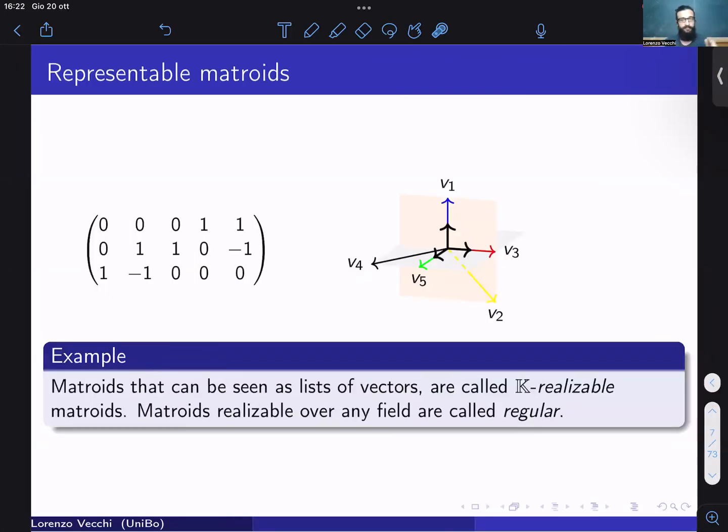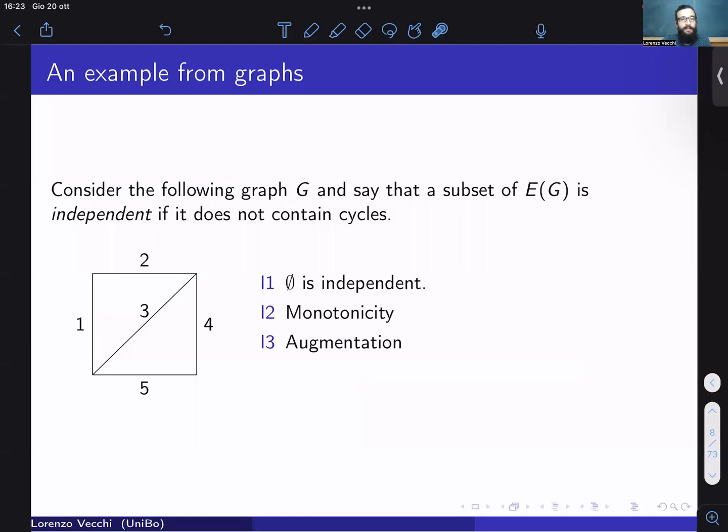Columns of matrices or vectors in a fixed vector space will be called K-realizable matroids. And if a matroid is realizable over any field, it will be called a regular matroid. At this point, if you've never seen matroids in your life, you might ask, is it really necessary to give this new definition and just talk about vectors in vector spaces with this fancy new notation? To convince you that introducing matroids is a nice thing to do, I'm going to give you a second example of a matroid. Now I'm going to consider a graph.